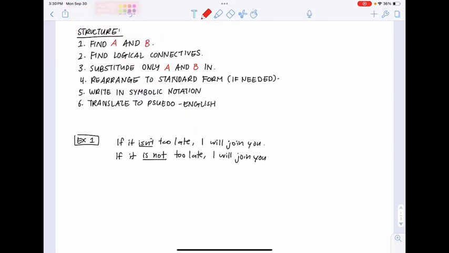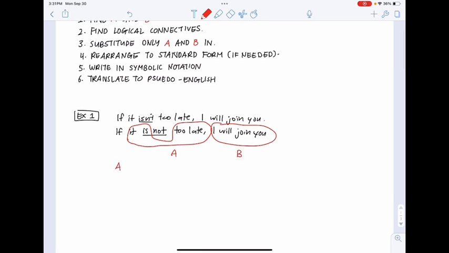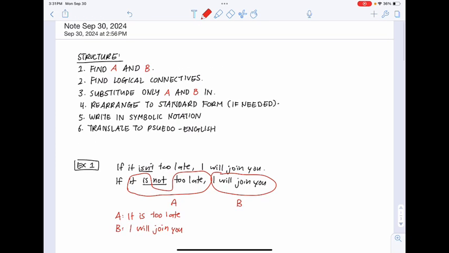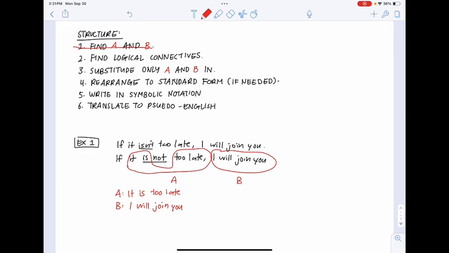Whatever you label as A and B doesn't matter, by the way. A I'm going to put as it is too late, and then B I will put as I will join you. Okay, so we did step number 1. Find logical connectives. I find that it's just whatever we didn't circle. So it'd be if and not.